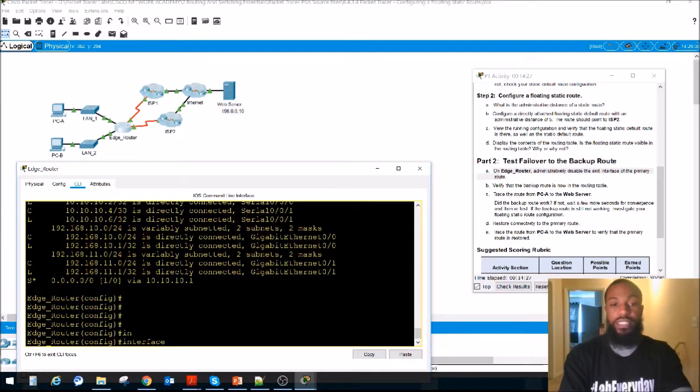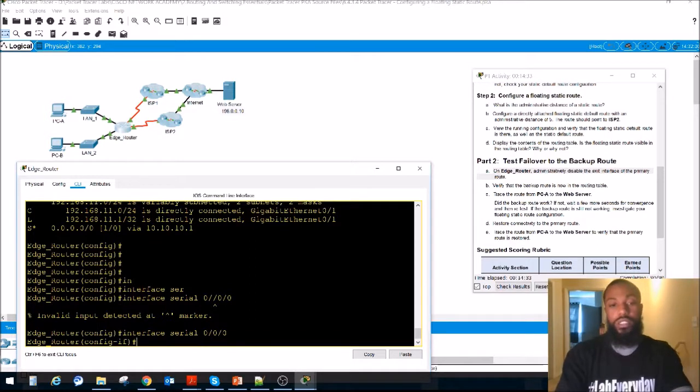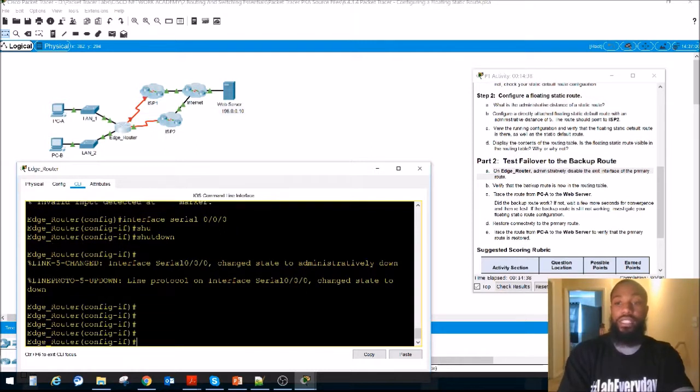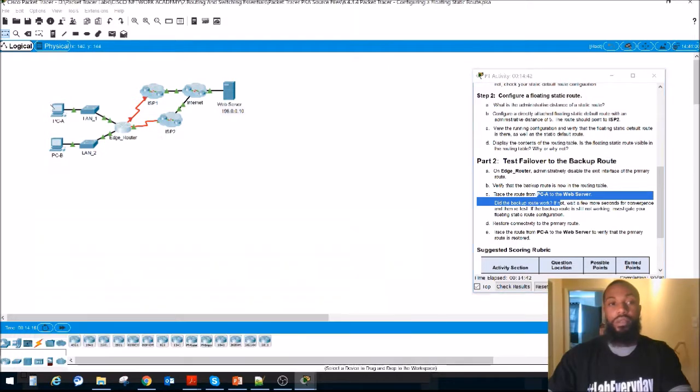Let's go to interface serial 0/0/0. Oops. Shut. Now that it's down, let's trace route from PCA to the web server. PCA.